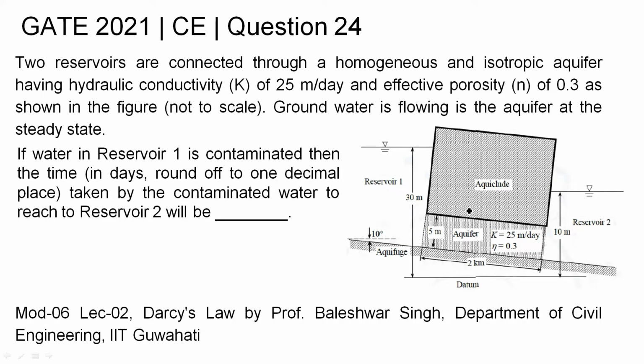The question is saying there are two reservoirs, reservoir 1 and reservoir 2, which are connected by an aquifer, and the length of that aquifer is 2 kilometer. Now we need to find what will be the time taken by the water to reach from reservoir 1 to reservoir 2. So for solving this question, we must know about Darcy's law.